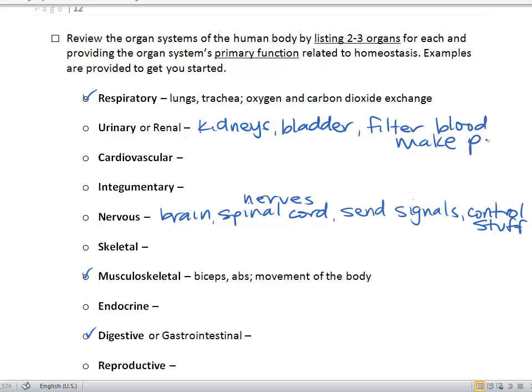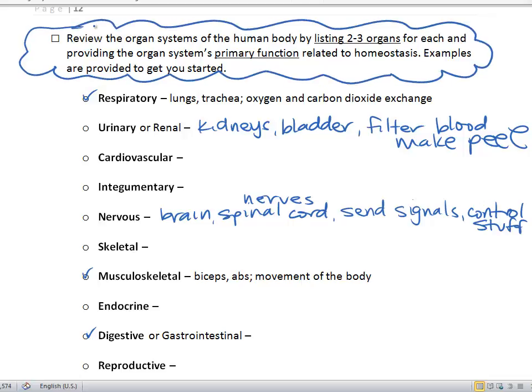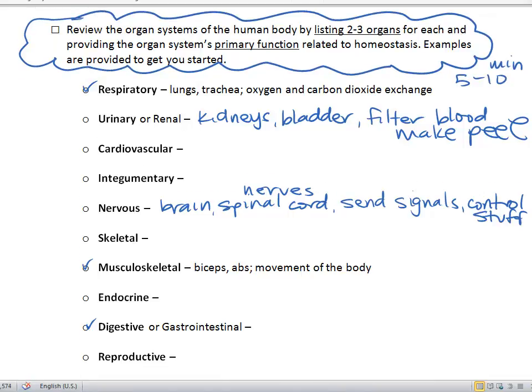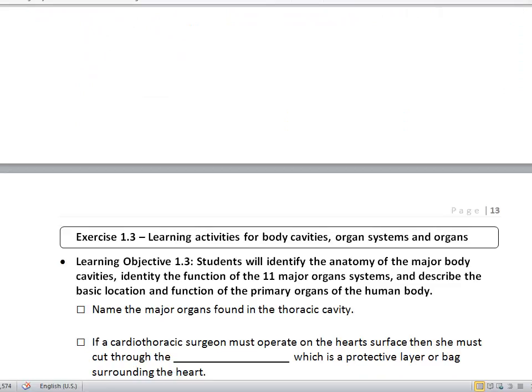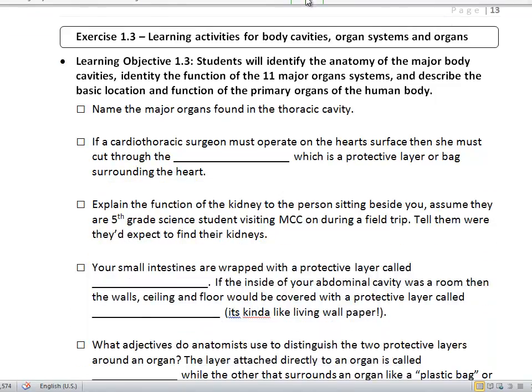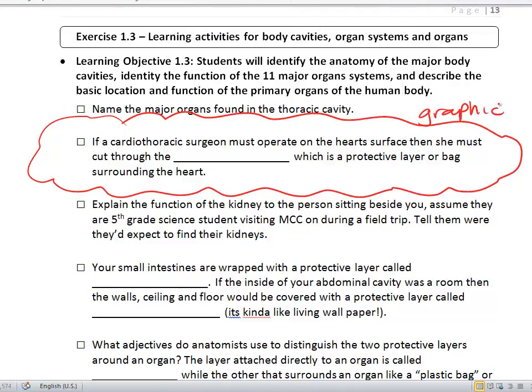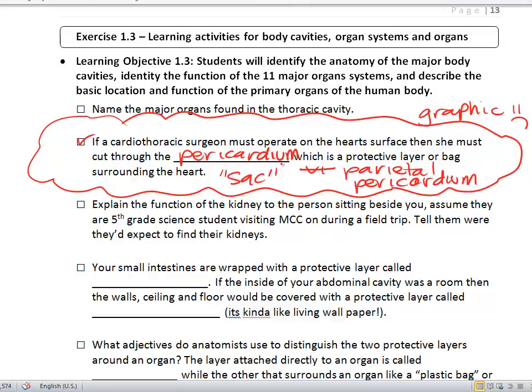So for the urinary system, you've got kidneys and a bladder. That obviously filters our blood and makes pee. And so if you can do that for each of the organ systems, don't spend more than 5 or 10 minutes total. All right, and there's some questions you can answer. For example, if a cardiothoracic surgeon is going to cut open the chest and get access to the heart, he or she is going to have to cut the pericardium to actually get to the heart, the pericardial sac.